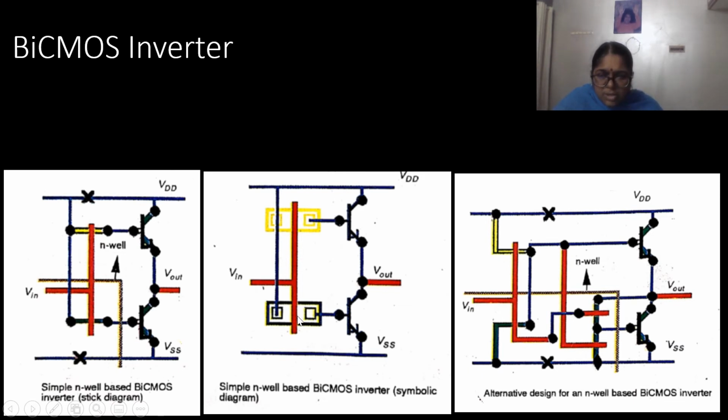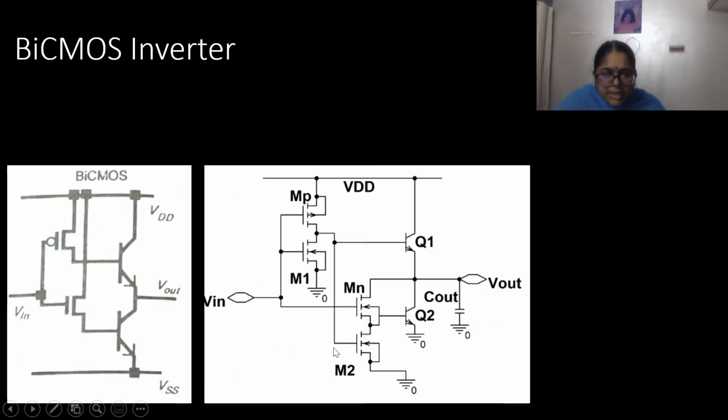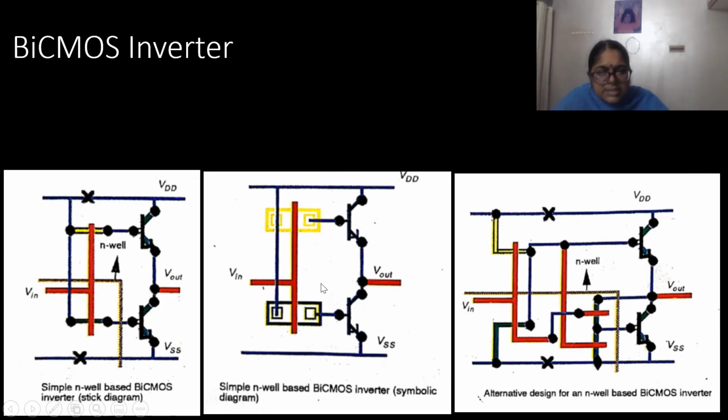A symbolic diagram can also be used instead of a stick diagram. Another method of drawing the BiCMOS inverter, that is the alternate method, is this one. I had shown you this in the previous diagram. This is the alternate circuitry. So using this circuitry, this CMOS part of the circuit is drawn, and then it is connected to two bipolar transistors.